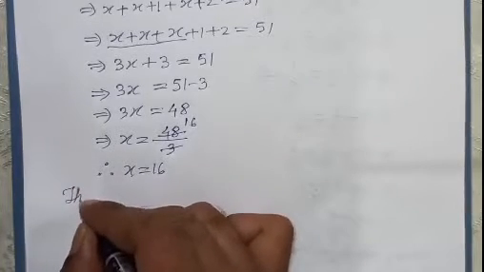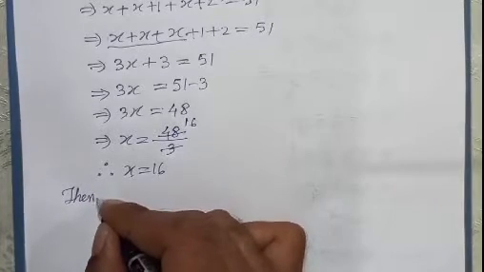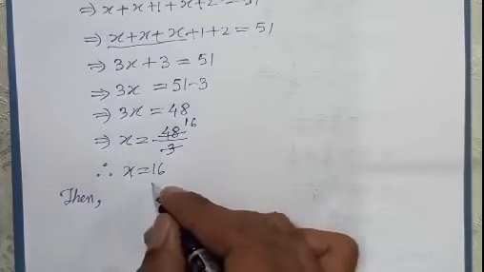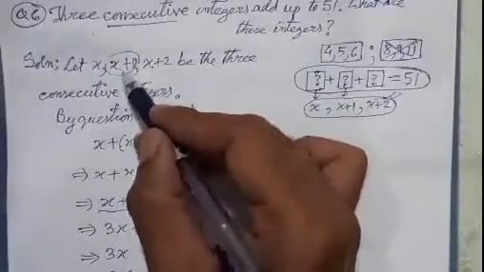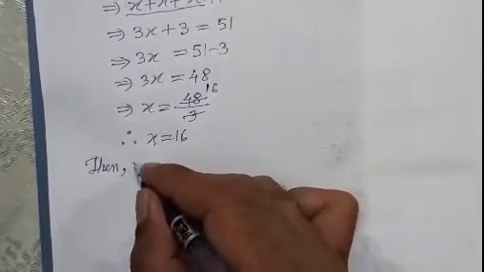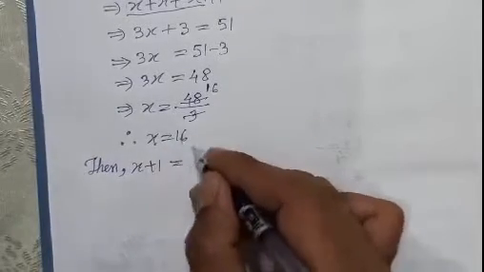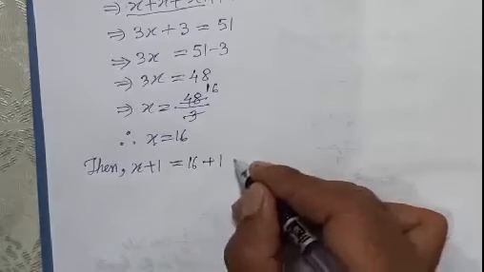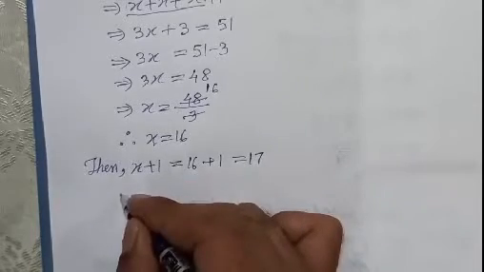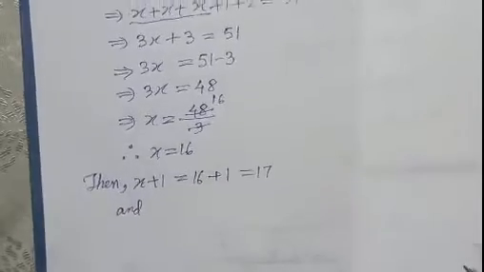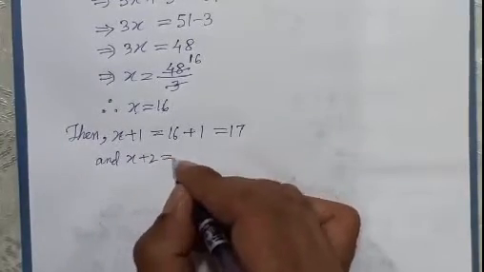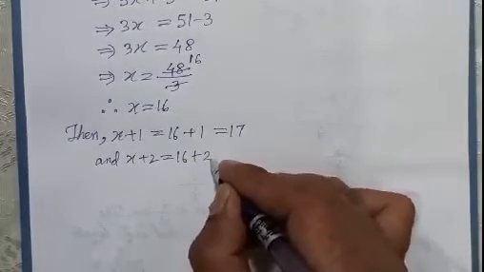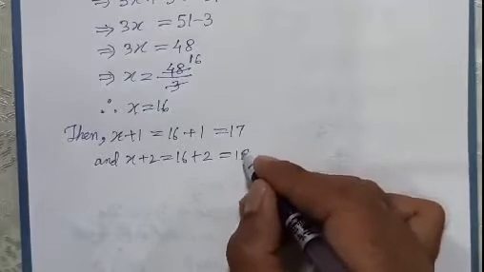X is now 16. Then, let's take this x plus 1. X plus 1 is equal to, x is now 16, plus 1, and we are getting 17. And next is x plus 2. X plus 2 is equal to, x is 16, and plus 2, 16 plus 2 is 18.